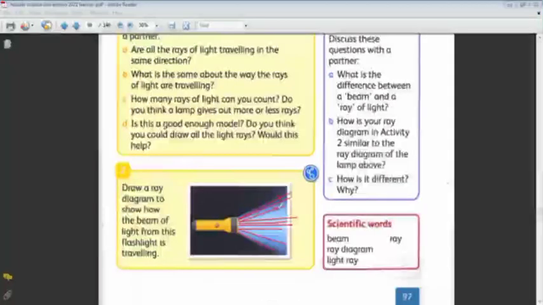This is a ray diagram, which scientists draw so they can represent the direction of the light. The most important thing is that the light travels in the form of straight lines and that it comes outwards from the source. It moves from the source to the surroundings. And we have to draw the arrow to represent the direction of the light. Okay.